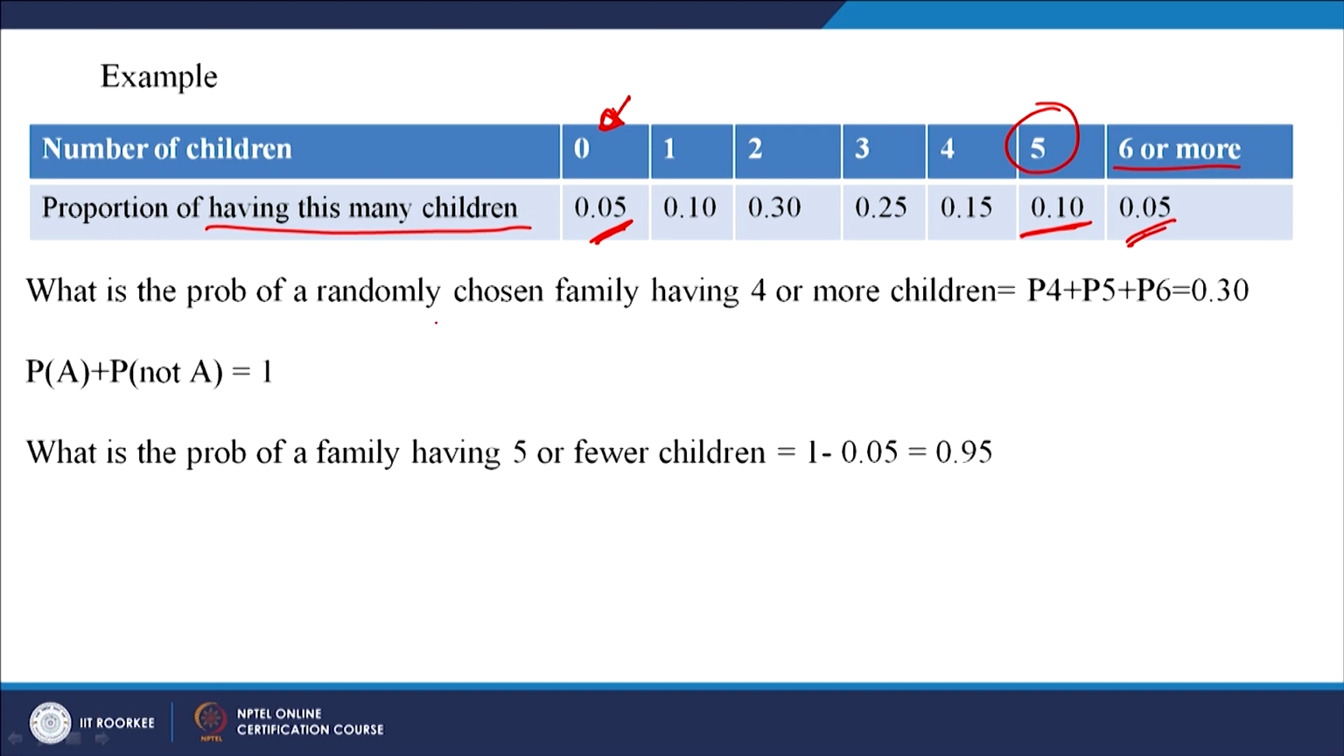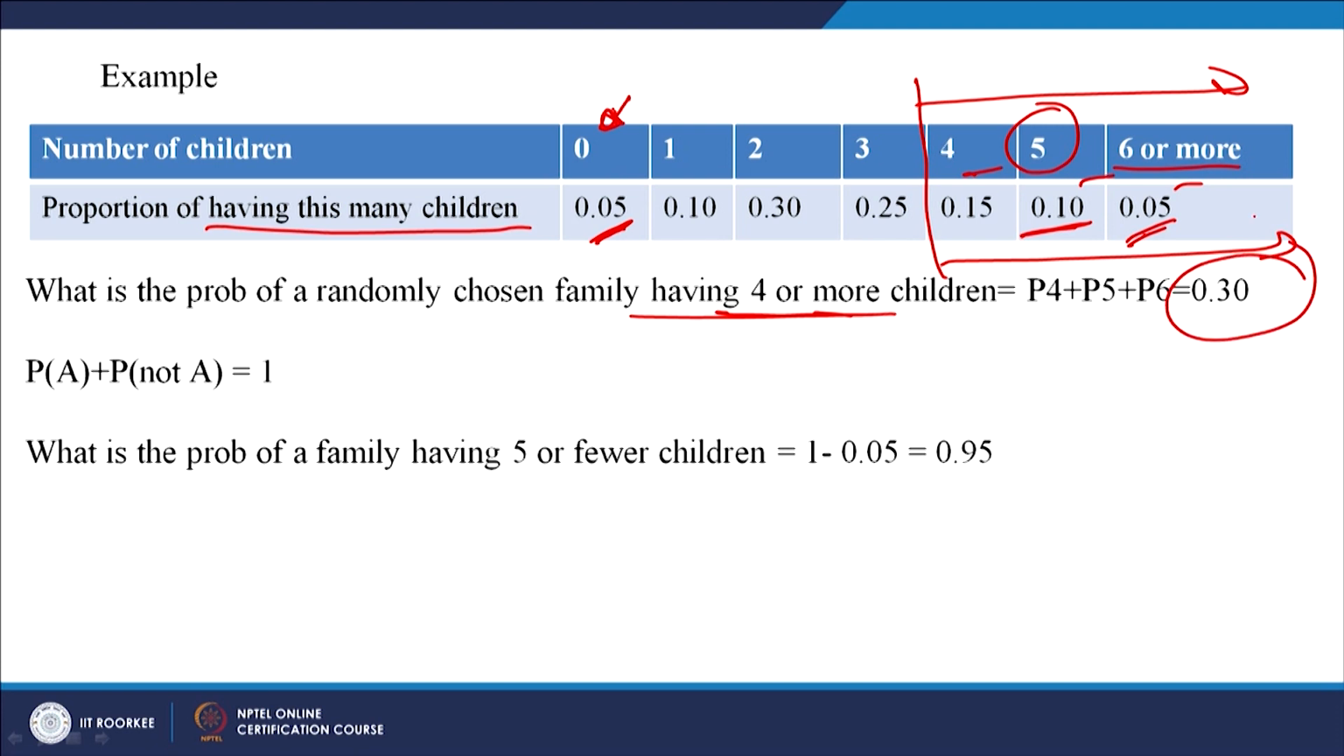What is the probability of a randomly chosen family having 4 or more children? 4 or more means you need to sum up all these probabilities. So 0.15, 0.10, so this becomes 0.30. And we also know that P(A) and P(A not) have to sum to 1.